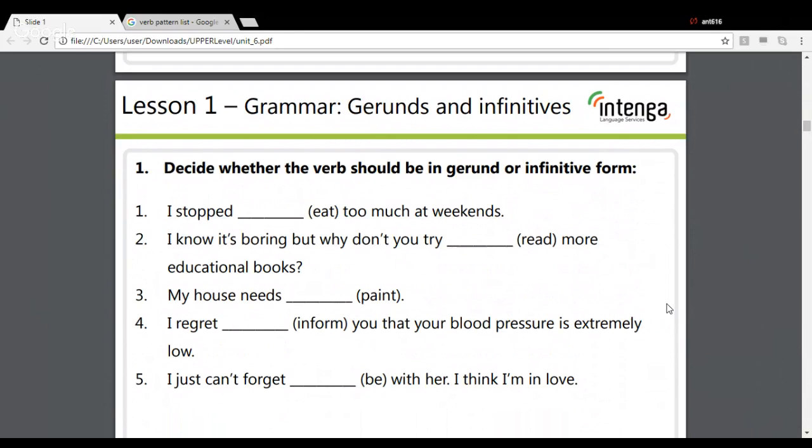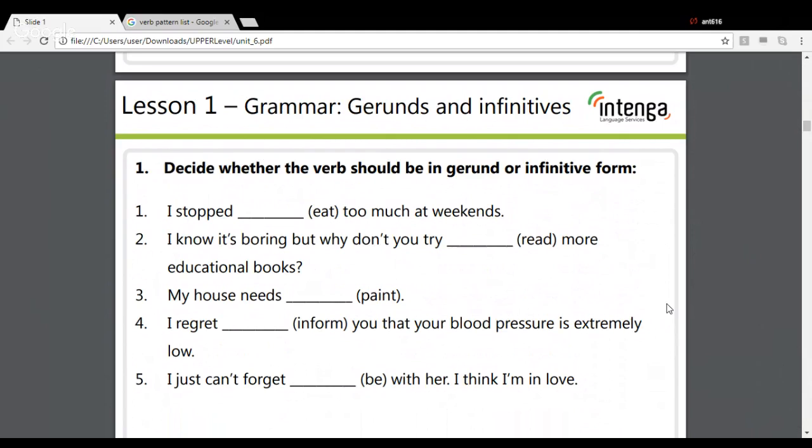I stopped eating too much at weekends. Is this a true statement for you, Ken? Nowadays I don't eat so much. Yeah, too much. So maybe you stopped eating a lot in general. In the same structure, that's good. Okay, what about number 2?